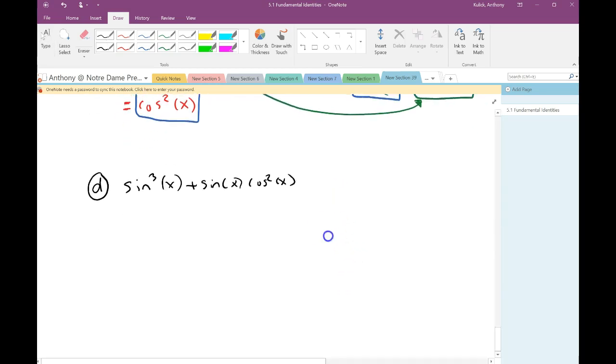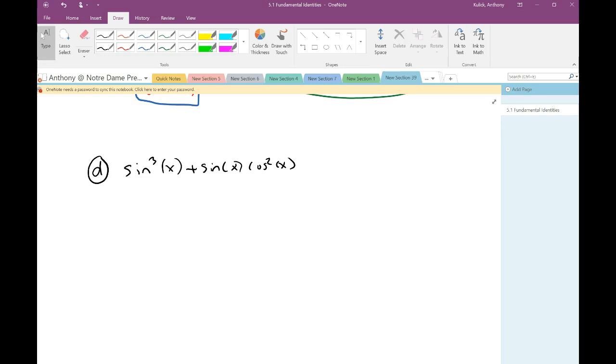Let's take a look at the next one. That is a plus sign there. If there's no symbol there, it's multiplication. That's what we're talking about right there, correct?